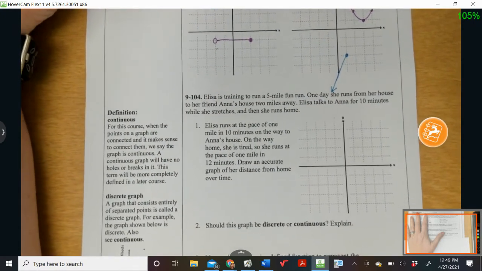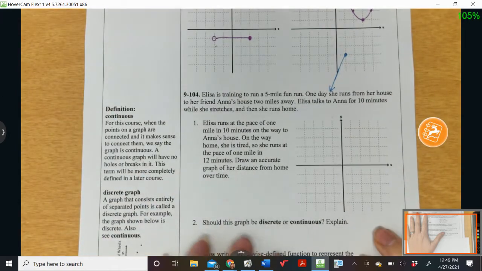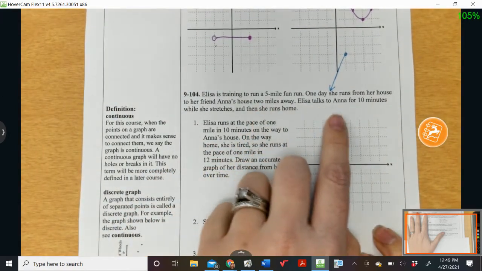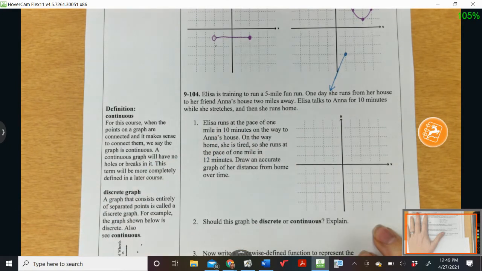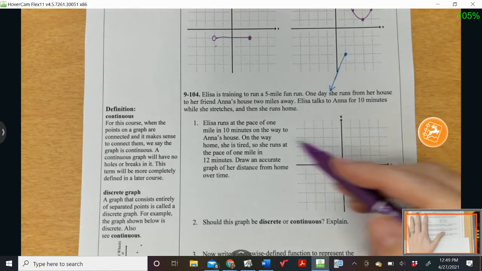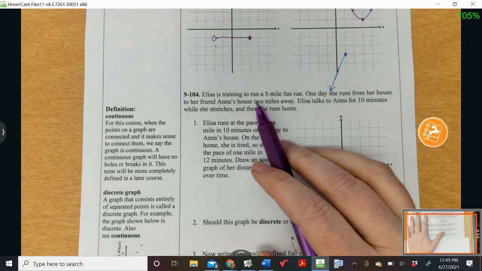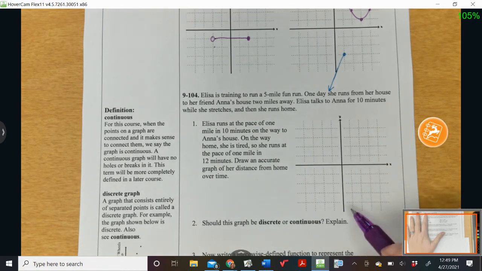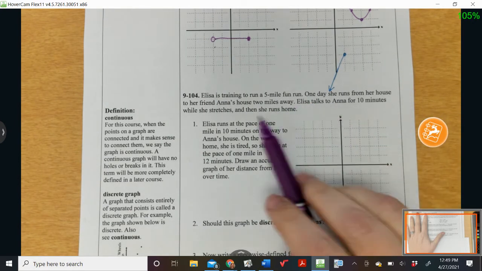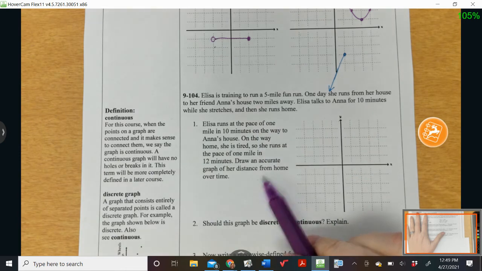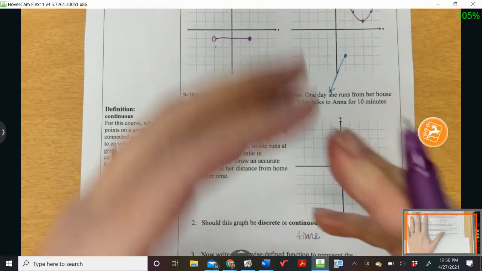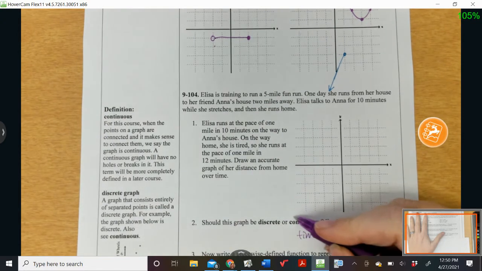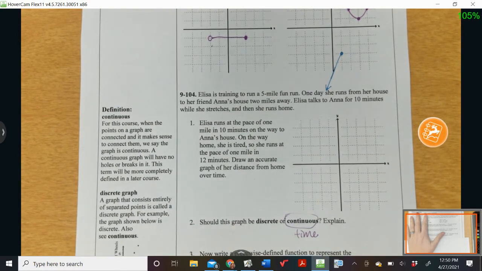Okay. Let's take a look at this next situation. Elisa is training to run a 5-mile fun run. She runs from her house to her friend's house 2 miles away. She talks to her for 10 minutes while she stretches, and then she runs home. So this is a little weird, but she runs, she talks, and she runs home. I don't love this graph for this. Before we decide whether it's discrete or continuous, we've got time, which means it's continuous. So I'm going to say this is a continuous graph.